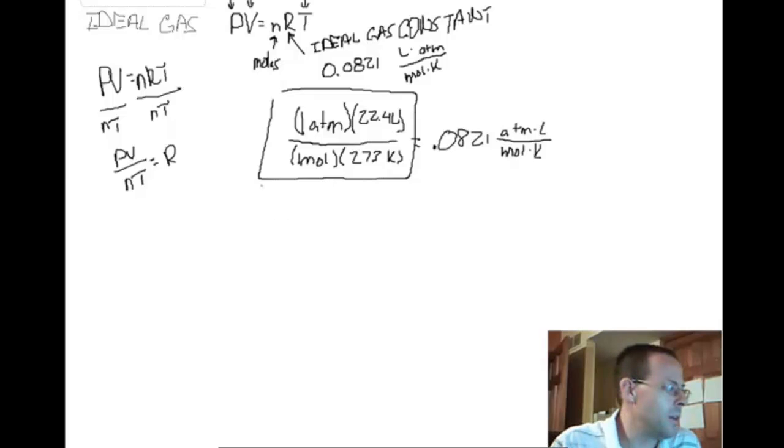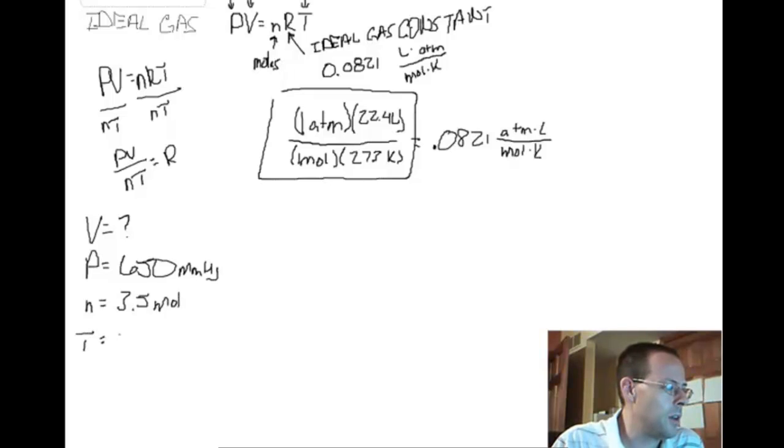Alright, so we're just going to do something kind of like this. What if I want to know what volume a gas will take up if, we're going to do kind of a more difficult one, its pressure is 650 millimeters of mercury, and its moles are, let's just say, 3.5 moles, and the temperature is 58 degrees Celsius. Okay? So we are solving for volume.